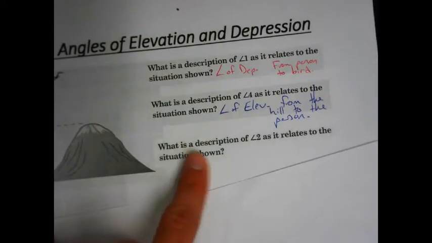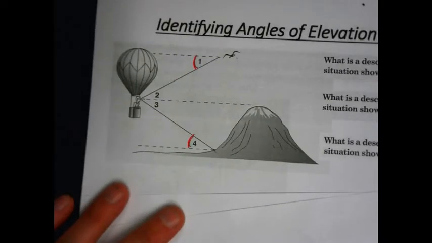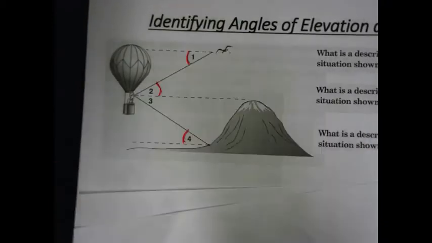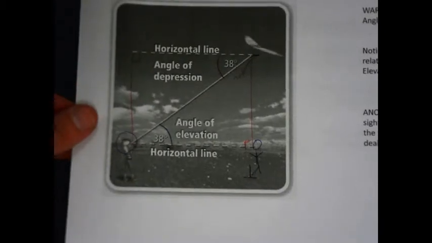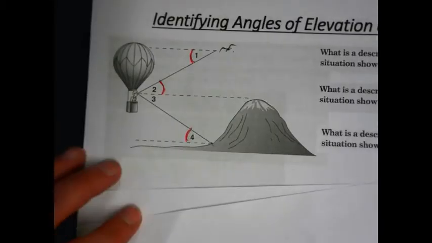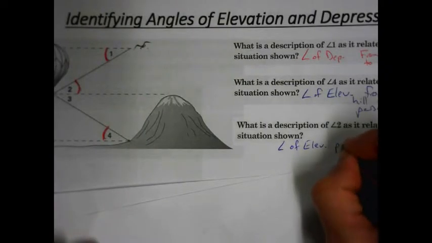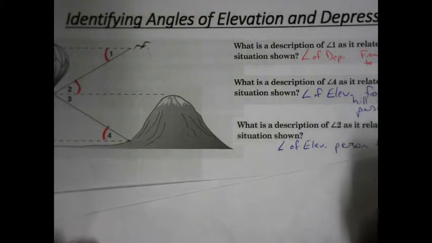And then lastly, what is a description of angle 2? Okay, so here we have angle 2. This is an interesting one, right? Because angle 2 is only from here to here. You follow? So what in the world is angle 2? Well, see if you can guess. If you need a hint, remember the note, right? So angle 2 is an angle of elevation from the person to the bird. Okay, so that is our vocabulary. So it goes from person to bird.